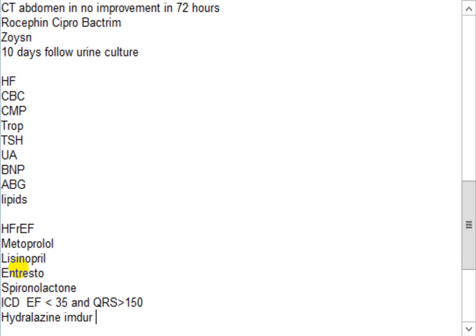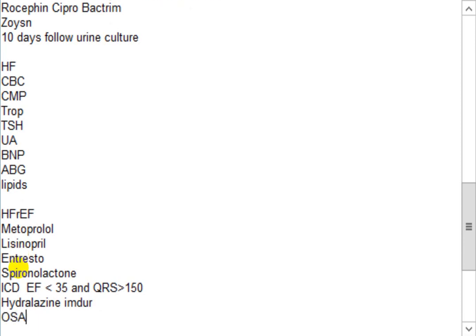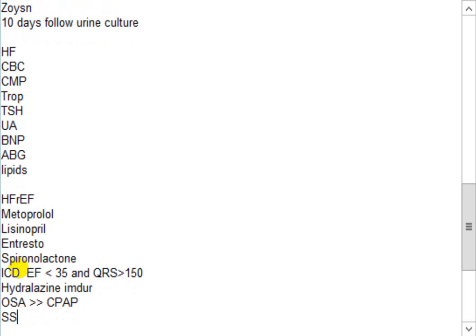And for the other comorbidities: if they have obstructive sleep apnea, you give them a CPAP. If they have anemia, you give them iron. If they're depressed, you give them an SSRI. If they're hyperlipidemic, you give them a statin. You manage their diabetes. And on discharge, you emphasize med compliance. You can order heart failure education, med compliance, and a low sodium diet, so that they don't overload.